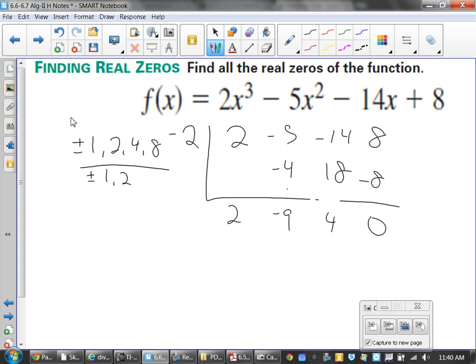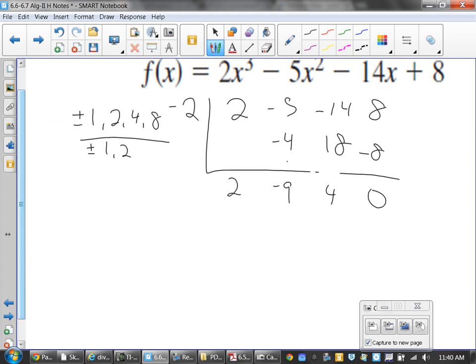So it took us 4 tries, but is synthetic division all that difficult that it's that big of a deal? No. Synthetic division's quick, it's painless. So if -2 is a 0, my term is x plus 2, and now I'm left with 2x squared minus 9x plus 4. So I could factor that further if I'd like. -8, -1.